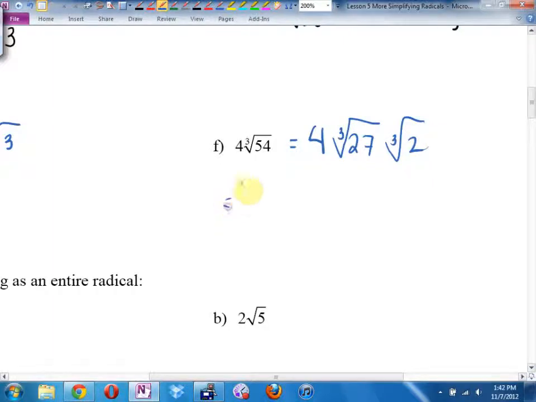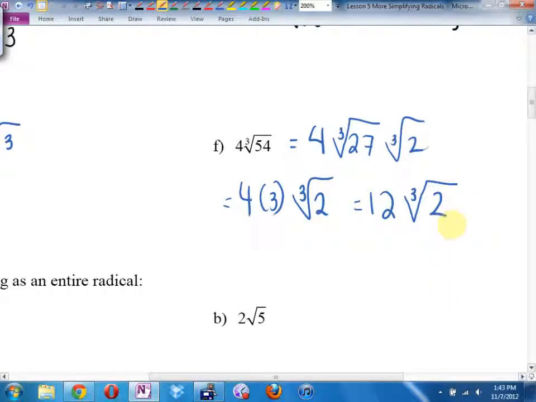How's that help? Well, there's still a 4 in front. What is the cube root of 27? What times what times what gives me 27? 3. And there's a cube root of 2 left behind. Oh, so I'm not going to write 4 bracket 3. What will I write instead in the front there? That's a 12 cube root 2.